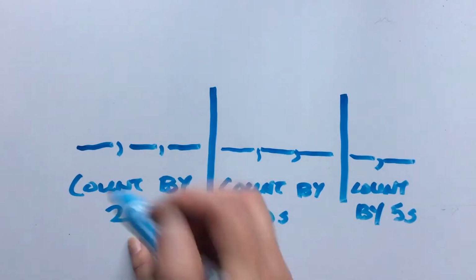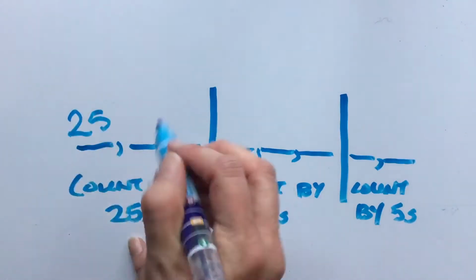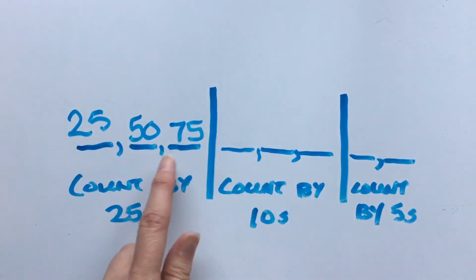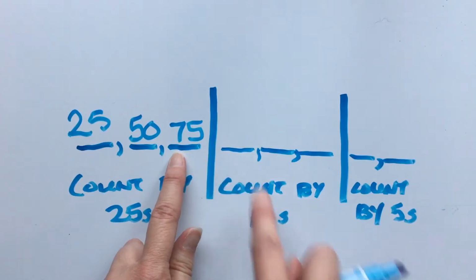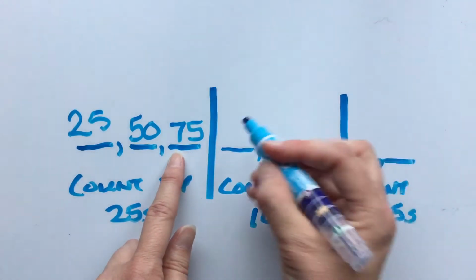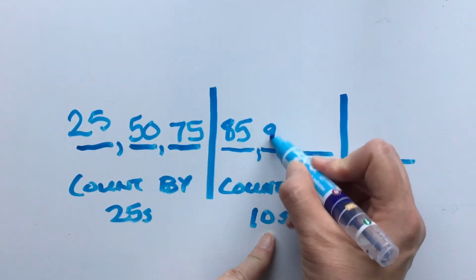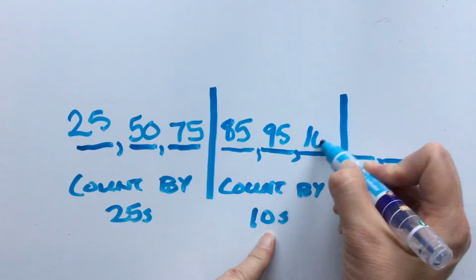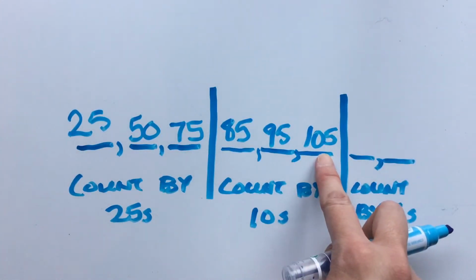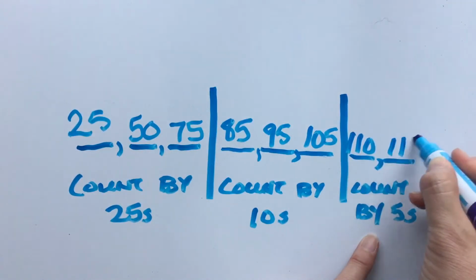First, I'm going to count by 25s. So I remember when I count by 25, my pattern is 25, 50, 75. This is my starting point for this now. I'm going to count by 10s. 75 plus 10, 85. Now I'm still counting by 10s. 95, 105. Now I'm going to count by 5, starting with this number. 105 goes to 110, goes to 115.